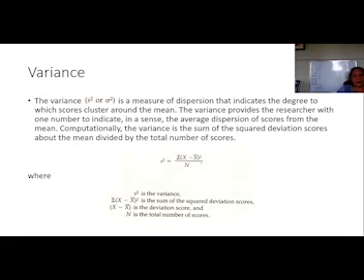Variance. What do we mean by variance? The variance, statistically represented by those symbols, is a measure of dispersion that indicates the degree to which scores cluster around the mean. The variance provides the researcher with one number to indicate, in a sense, the average dispersion of scores from the mean. Computationally, the variance is the sum of the squared deviation scores about the mean divided by the total number of scores, as you can see in the formula. It's so easy to determine. I'll illustrate that later, on the board.